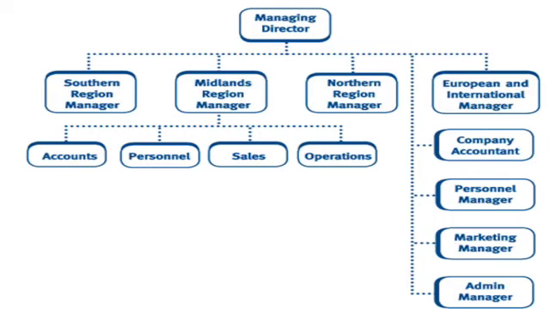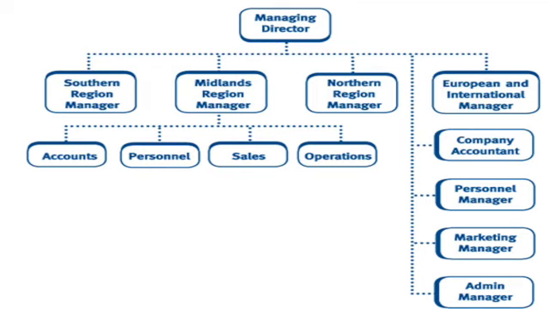Right, the next one we're going to look at is regional. A regional organisational structure is a type of structure that groups employees and resources based on geographical regions or territories. So the organisation is divided into regions or zones, with each region having its own set of managers, employees and resources. So what we've got here is the Southern, the Midlands, the Northern, and then Europe and International.